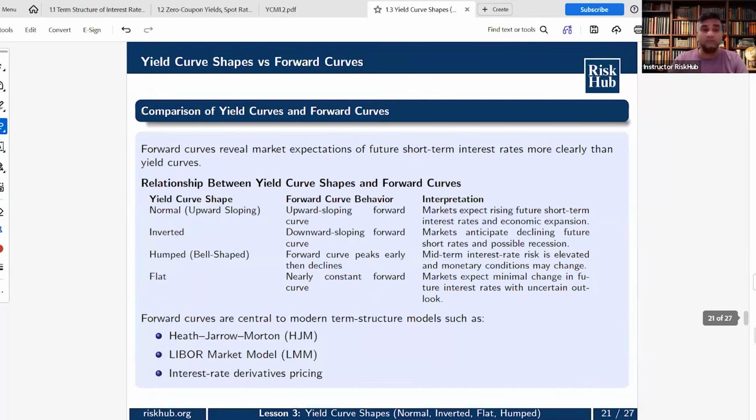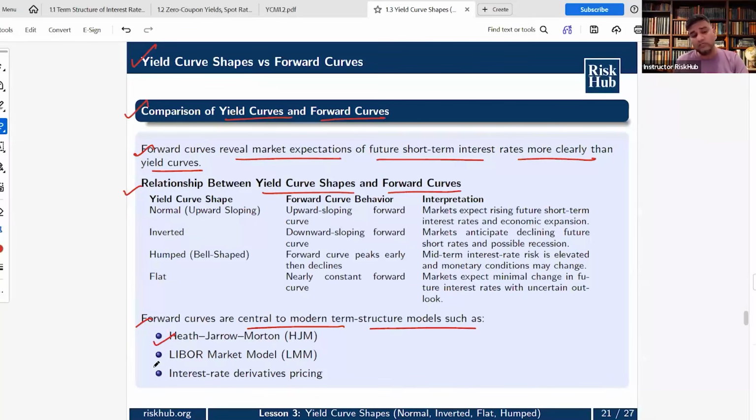Then we go to slide number 21, which is yield curve shape versus forward curve, a comparison of yield curves and forward curves. Forward curves reveal market expectations of future short-term interest rates more clearly than the yield curve. The relationship between yield curve shapes and forward curves is given in a table. Forward curves are central to modern term structure models such as HJM, Heath-Jarrow-Morton, the LIBOR market model, and interest rate derivative pricing, right? So we need to understand this table, right? So what's on the slide?